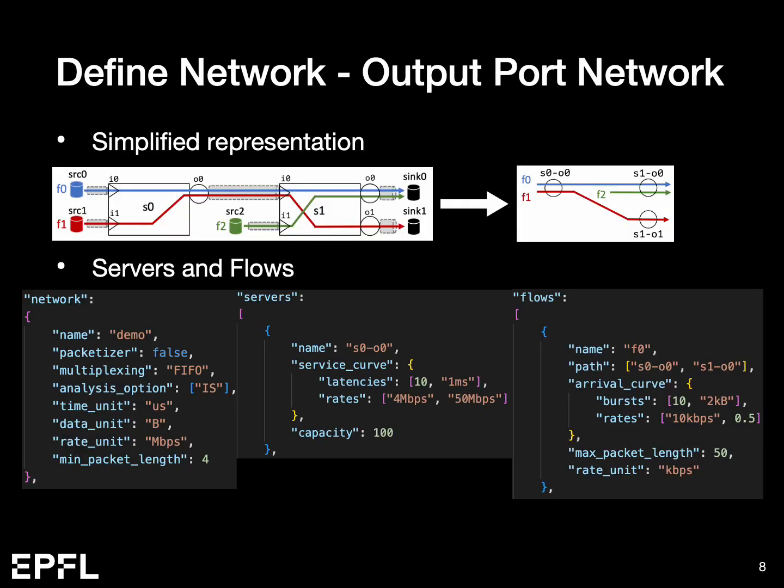The second option to define the network is the output port network format. As the queuing is on output ports only, we define this format to simplify the network representation to only writing output ports. For example, this network previously defined like this on the left can be defined like this simple form as an output port network on the right. To write down the network, we write a JSON file, which includes the general network information, output ports defined in a class of servers, and the flows with their parameters.